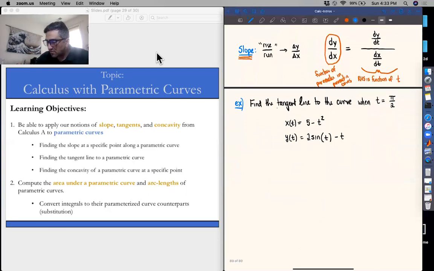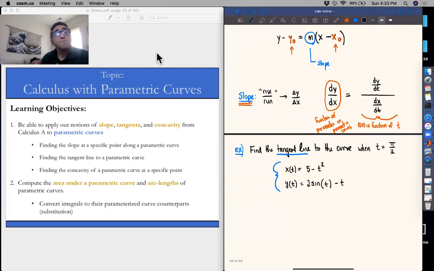So we're interested in computing this tangent line to the curve that we're given below. x is equal to 5 minus t squared, and y is equal to 2 sine of t minus t. And we're interested in evaluating this curve when t equals pi over 2. So if you remember from earlier, we have our point slope formula for a line, and we need to just try and fill in those quantities accordingly.